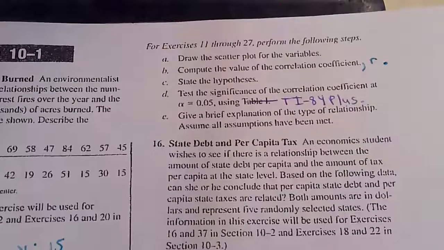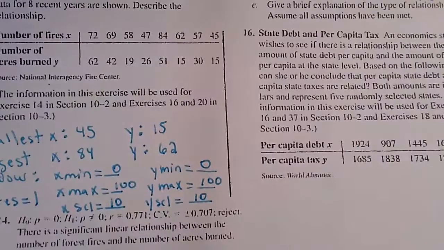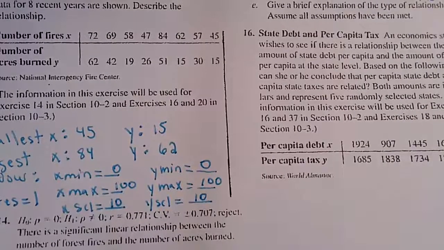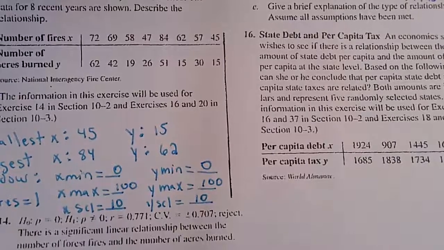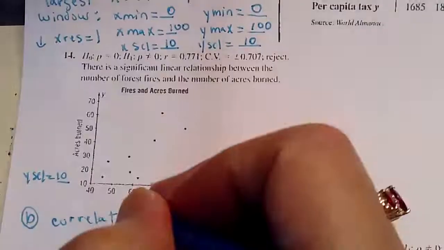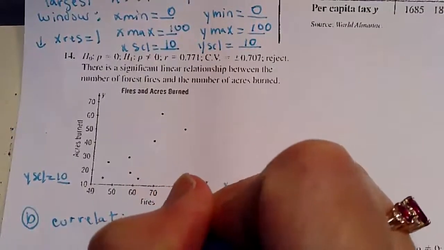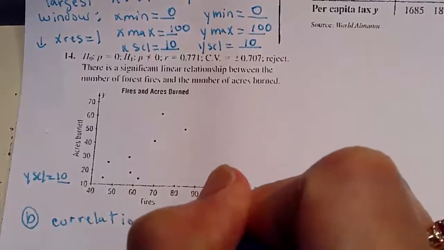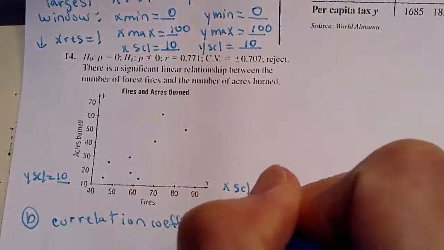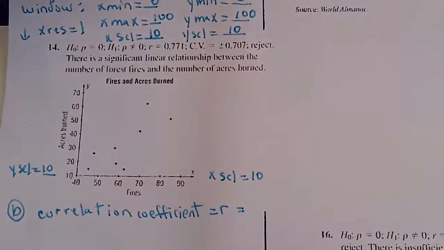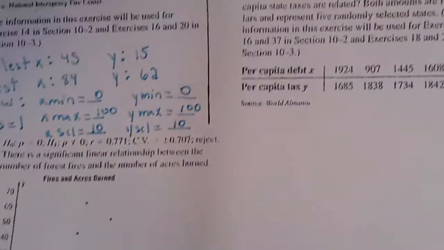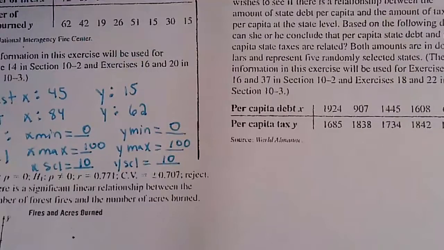Okay, so let's see if we can find that. So let me put this here. B. So let's see if we could find out what the correlation coefficient R is in our calculator. This is where we're going to go back to that handout for those calculator commands right here.